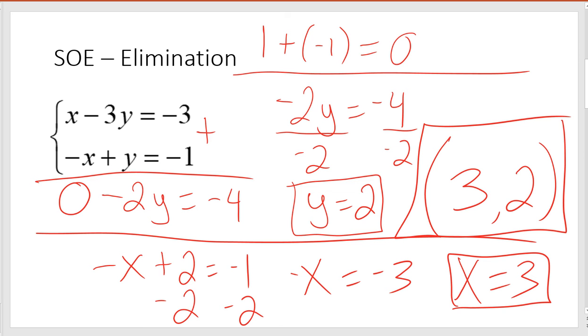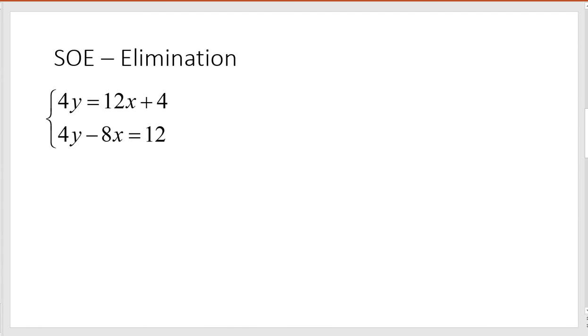Let's take a look at another example. Here I've got 4y equals 12x plus 4, and I've got 4y minus 8x equals 12. So what do you think we can use to eliminate here? Or what do you think we can eliminate, the x or the y? Notice the y is 4y and 4y. Now I want you to notice something about the x as well. This x term is on the right side of the equation. This x term is on the left side of the equation.